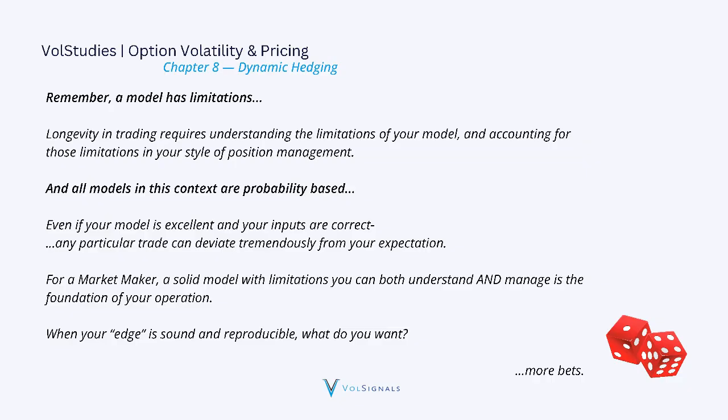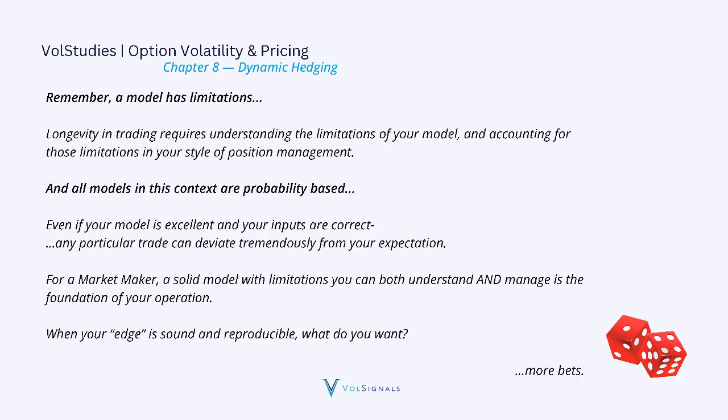Even if your model is excellent, even if all your inputs are correct and your model is correct, any one trade can deviate tremendously from your expectation. That is normal. Only over a lot of iterations, a large sample, can we ascertain whether or not the model was in fact correct, right? Because even with a fair distribution, correct inputs and everything working as expected, we should have outcomes on the tails.